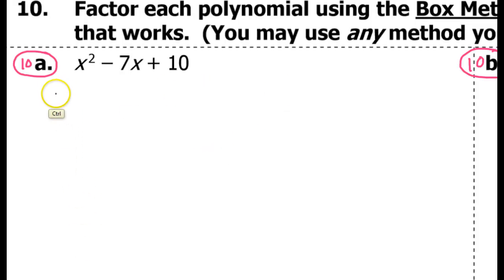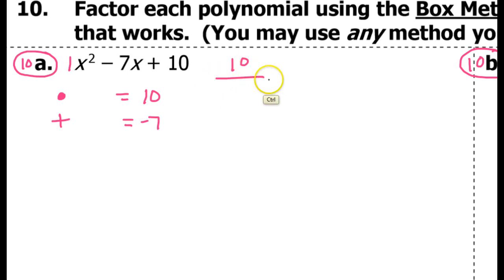For the box method, we need a product and a sum. The product comes from doing A times C, 1 times 10, so that's going to be 10. The sum is just the B value, which will be negative 7. Now, let's start with the product. So I'm looking at the 10.